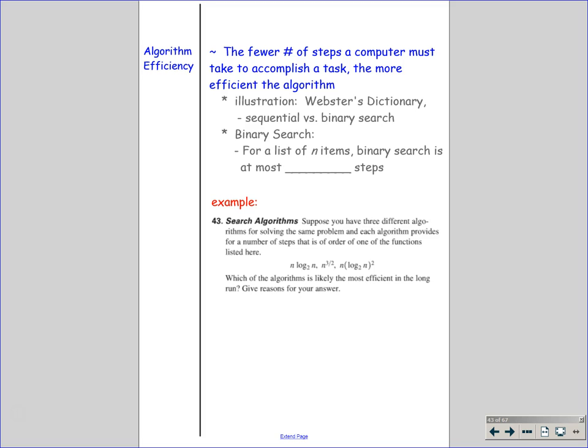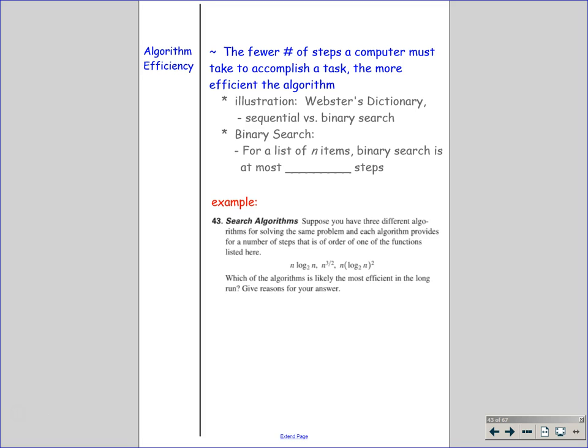Okay, illustration. Webster's Dictionary, sequential versus binary search. I don't have this one written out. Do I have it written out on the next page? Hold on. Oh, I don't have it. Okay. Webster's Dictionary. You guys are writing down, even peeking at maybe number 43 with search algorithms, trying to figure out which one is the most efficient. The application itself isn't super hard. Which of the algorithms is likely the most efficient in the long run? This is just building up. This isn't the concept itself. We just want to take a limit, and we're going to have to use the transitive property for this one because we have 3 different ones.